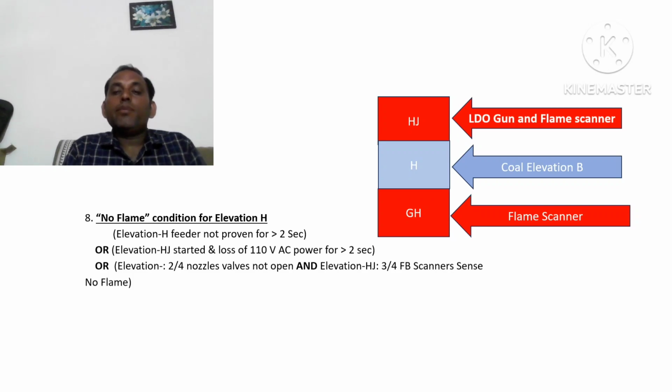It means that if any LDO gun is in service at HJ elevation and 110 volt AC power failure occurs for more than 2 seconds, this contributes to no flame. And the next condition is elevation 2 out of 4 nozzle valves not open, and elevation HJ 3 out of 4 scanners sense no flame. If this condition arises, this will also contribute and be voted for no flame.